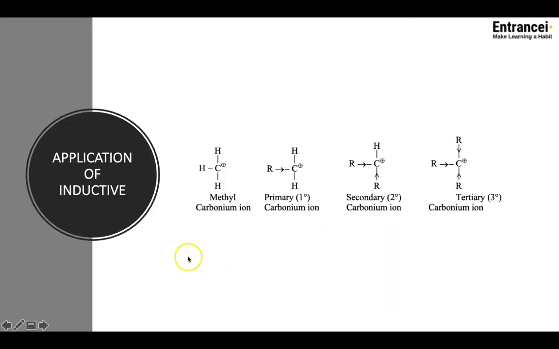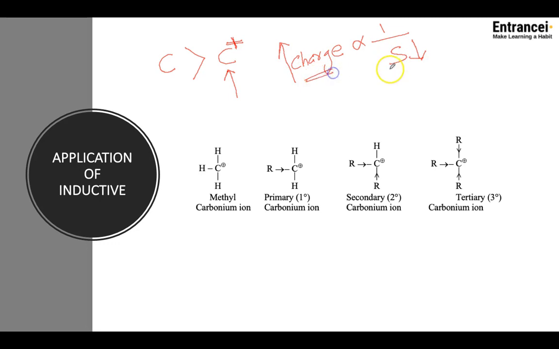Now, let's see the application of plus I and minus I. Before proceeding to the application, let us understand, if I ask you a simple question between carbon and carbon plus, which is more stable? Obviously, you will say C is more stable. Now, think about that. Why is C plus unstable? Can I say the C plus is unstable because of this positive charge? So, can I say because of this charge, this carbocation is unstable? So, can I write charge is inversely proportional to stability? Higher the charge, lower will be the stability.